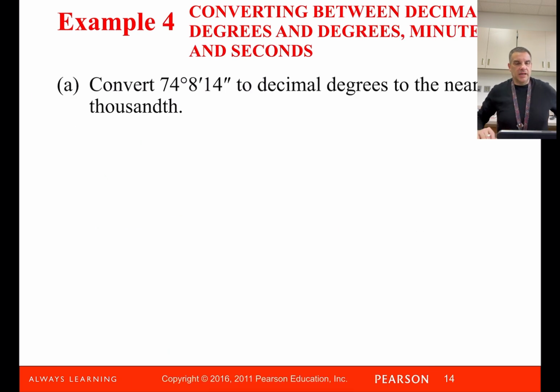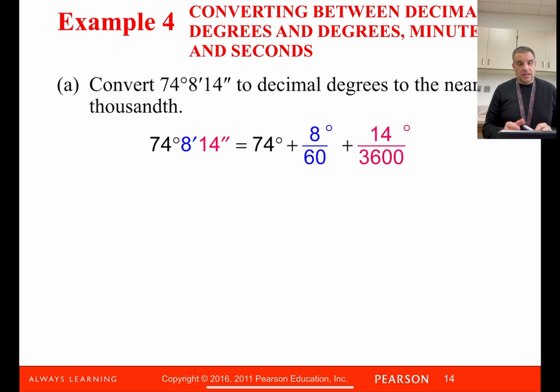Okay. So now let's say we want to convert 74 degrees, 8 minutes, 14 seconds to decimal degrees to the nearest hundredth. This is where we're going to need those conversions that we talked about earlier. The degrees stay the same, they don't change at all. Then you take the minutes and write that over 60 and add that to it, plus you take the seconds and put that over 3,600. That's where the conversions that you should have written down earlier come in. If you didn't write them down, go back and do that.